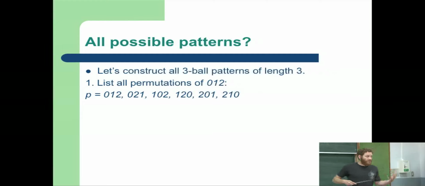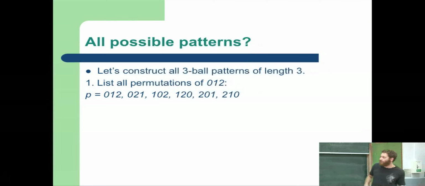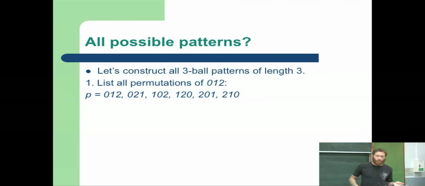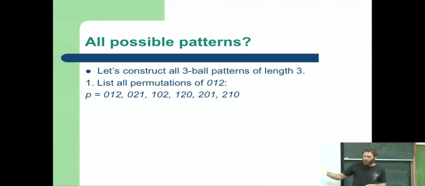So just to demonstrate, let's have a look at all 3-ball patterns of length 3. Let's try and construct all 3-ball patterns of length 3. Now, the first thing we want to do is list all the permutations of 0, 1, and 2. This is an exhaustive list of all the permutations of 0, 1, and 2. The reason we start with that is because, given any 3-ball pattern, according to the permutation test, what we have to do is add 0, 1, 2 to that string, and if it gives us a permutation of 0, 1, 2, then we know it can be juggled.